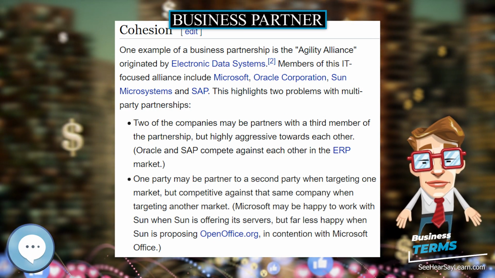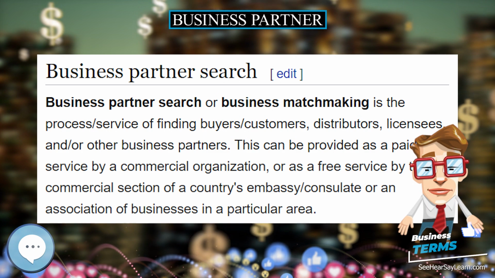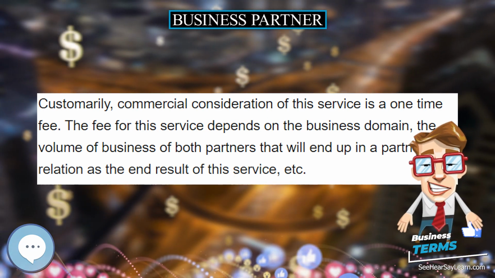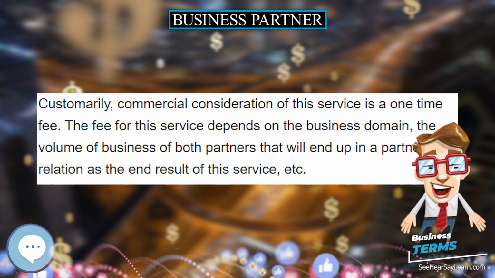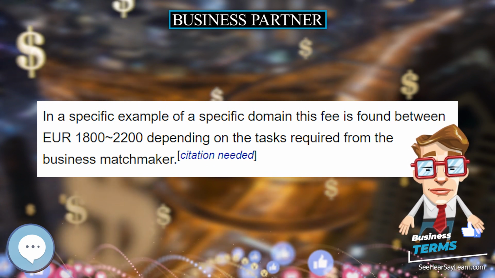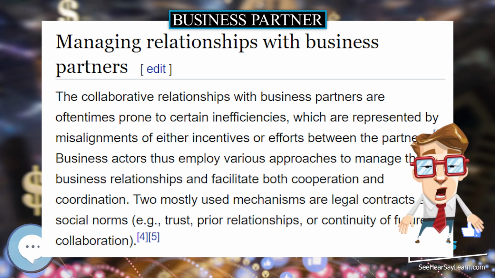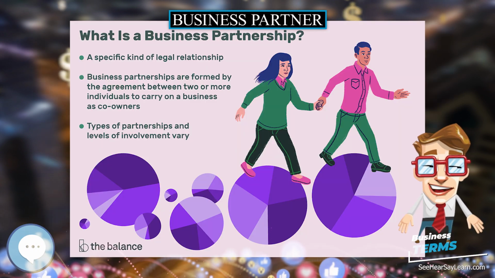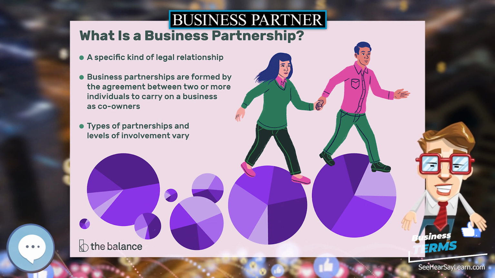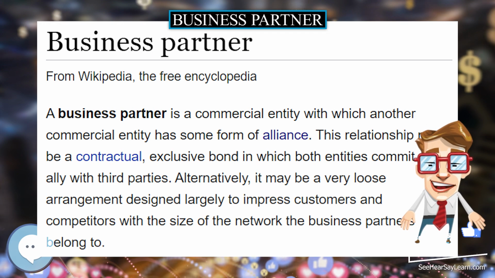Managing relationships with business partners. The collaborative relationships with business partners are oftentimes prone to certain inefficiencies, which are represented by misalignments of either incentives or efforts between the partners. Business actors thus employ various approaches to manage the business relationships and facilitate both cooperation and coordination. Two mostly used mechanisms are legal contracts and social norms, e.g., trust, prior relationships, or continuity of future collaboration.